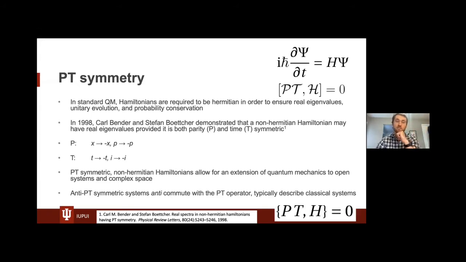You can also have a class of non-Hermitian Hamiltonians that can be called anti-PT symmetric. And all this means is that the Hamiltonian anti-commutes with your PT operator, as seen in this bottom right-hand corner here. So typically, when you have PT symmetry in classical systems, you talk about anti-PT symmetric dynamics because your rate equation model will not have the i from the Schrodinger equation. So for the sake of this talk, it's a minor detail, but we are going to work in the basis of anti-PT symmetry.